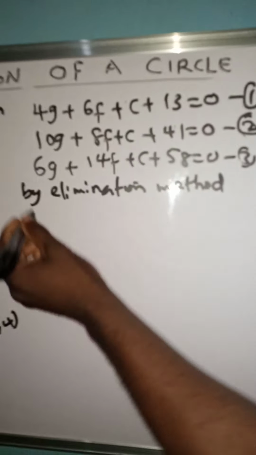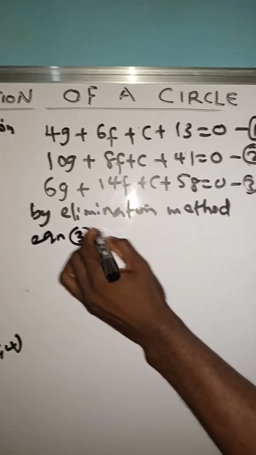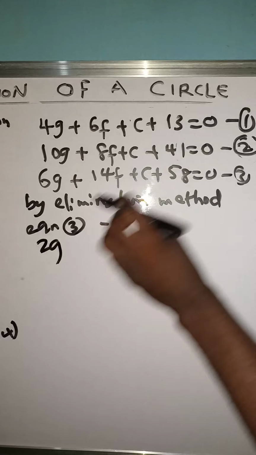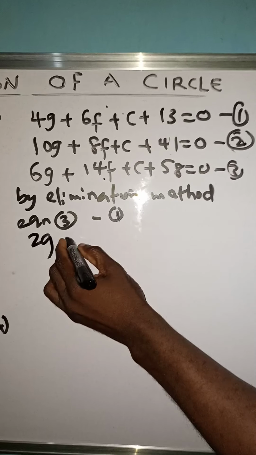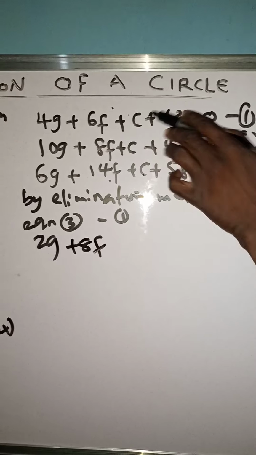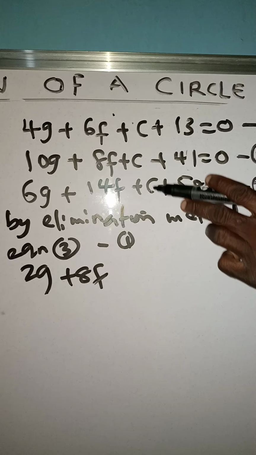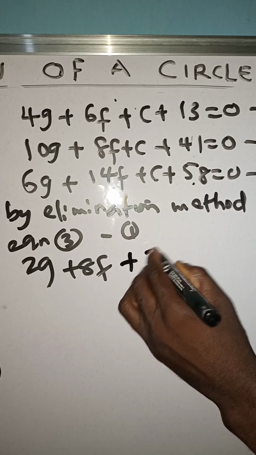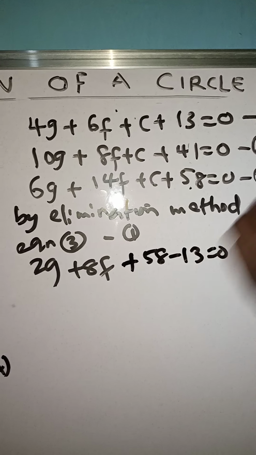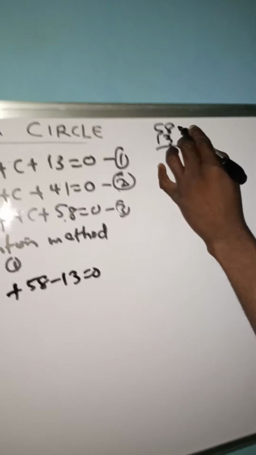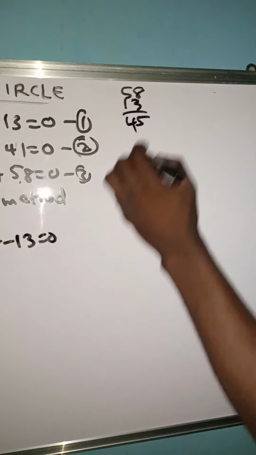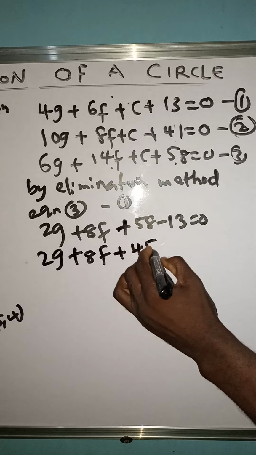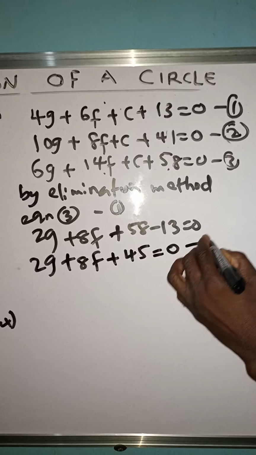Equation 3 minus equation 1. So that's 6g minus 4g gives 2g. 14f minus 6f is plus 8f. Then c minus c is 0. Then we have 58 minus 13, which is 45. So we have 2g plus 8f plus 45 equals 0. This is a new equation 4.